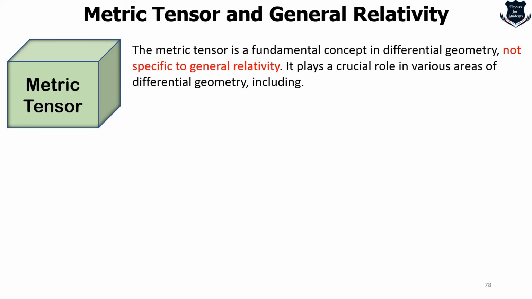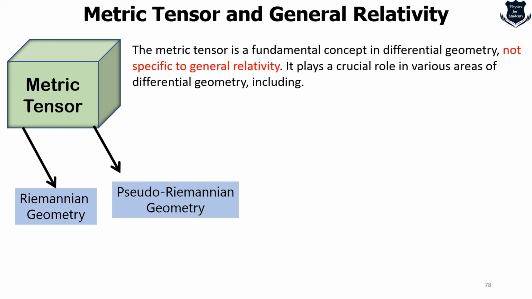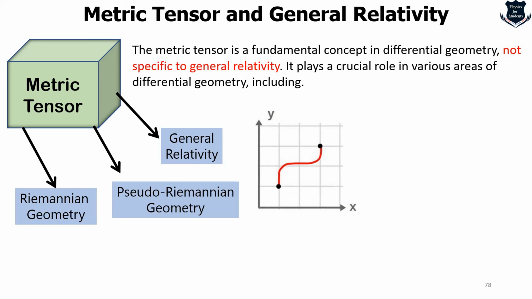So this is a fundamental concept of differential geometry. So the metric tensor, what is that? What it does is that it covers a lot of Riemannian geometry. It is not the right video to talk about Riemannian geometry. It also covers angles, distances, and so on, pseudo-Riemannian geometry, and obviously it is the pivotal force of general relativity.